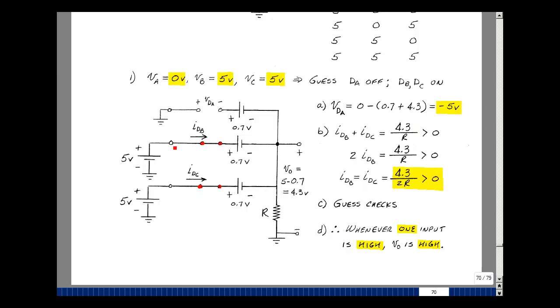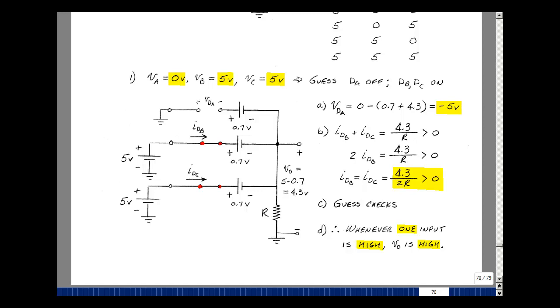Technically, these two diodes are soldered in parallel. Physically soldered here, but with these two voltages being equal, it's as if they were soldered with one 5-volt battery. If I assume that both diodes are identical, then they have the same voltage across them and would therefore have the same current. The sum of currents is actually twice the first one. Now I can solve for the current in the diode. It's going to be 4.3 divided by R and then divided by 2. And then it's greater than or equal to 0, so our guess checks.